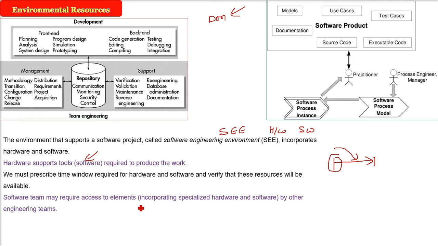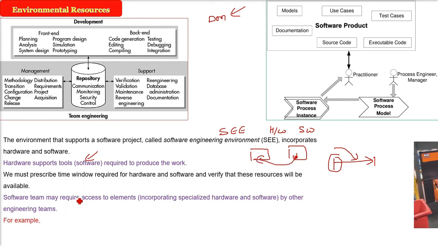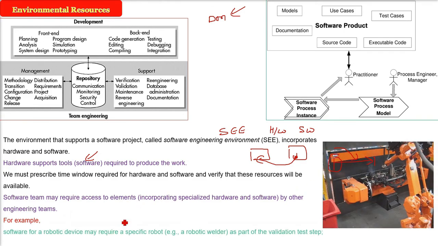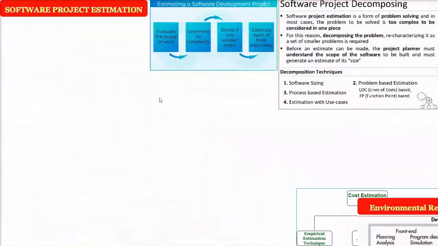The software team may require access to elements, because if some team is making something and you need it for your validation or, say, integration, then you have to wait for it. For example, here you see software for a robotic device may require a specific robot, such as a robotic welder as a part of the validation test step. So there is an interdependency. For environmental resources, just say that you need an environment so that you can work properly. You don't need to wait endlessly, and you need to get support from the management.